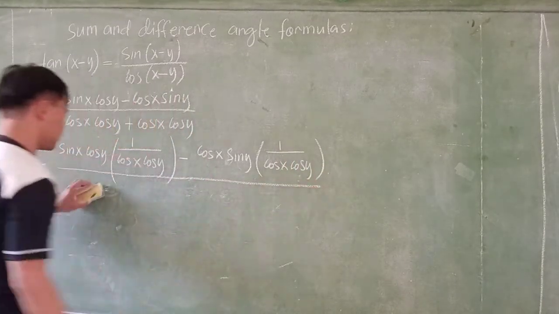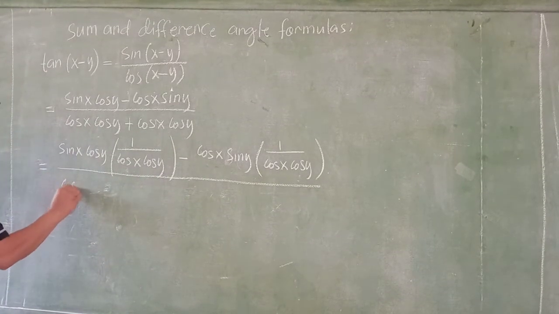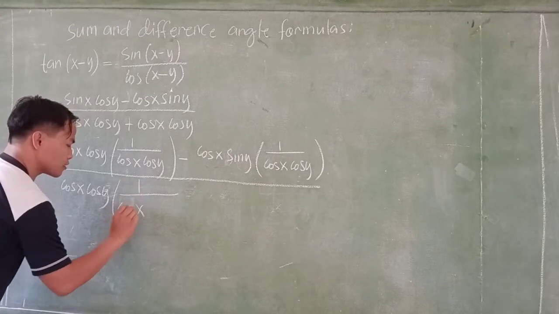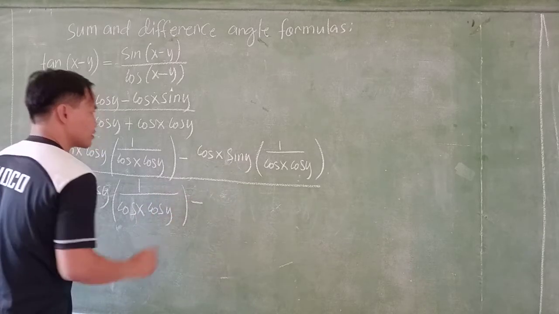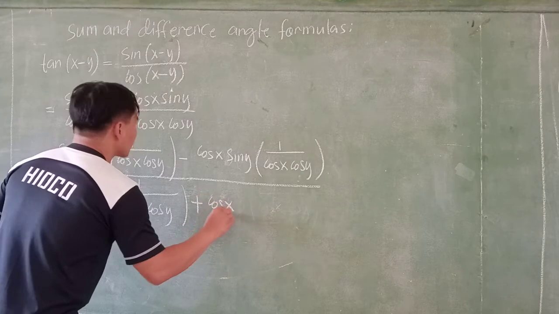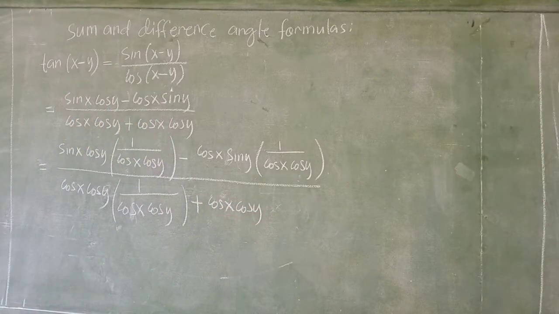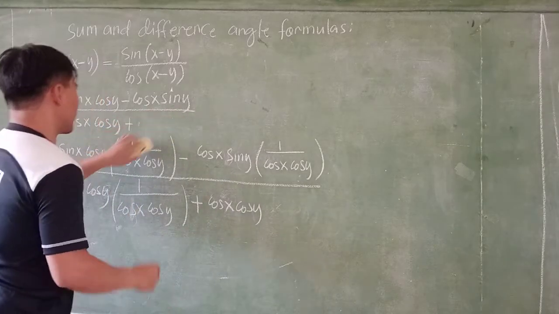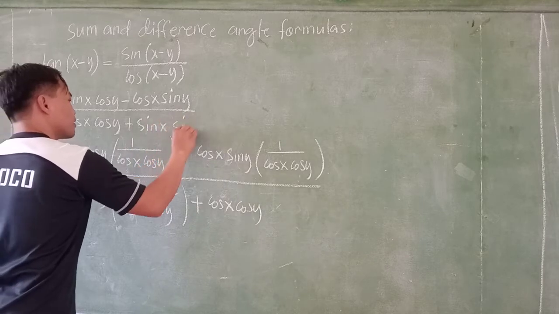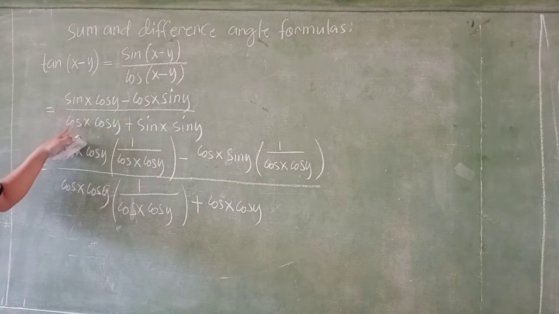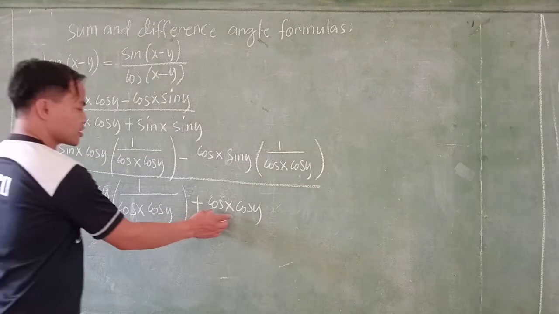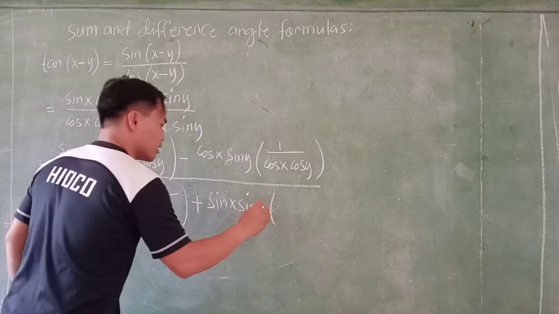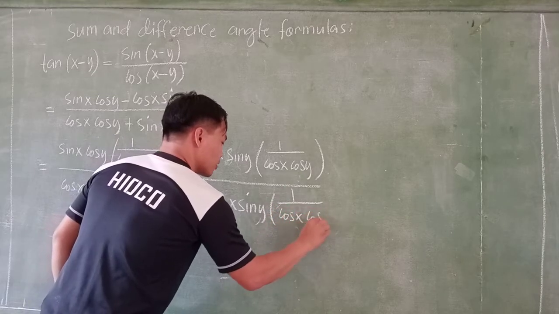Also we have here cos x cos y times 1 over cos x cos y, plus sin x sin y multiplied by 1 over cos x cos y. This one is not cos x actually, it is sin x and sin y, because for the sine of a difference it is sin cos minus cos sin, so we need to watch that.